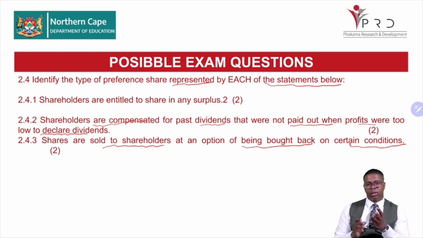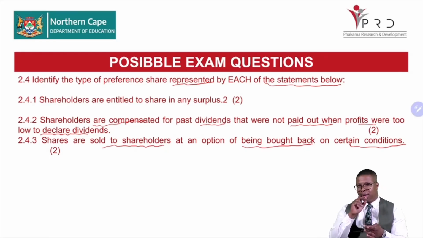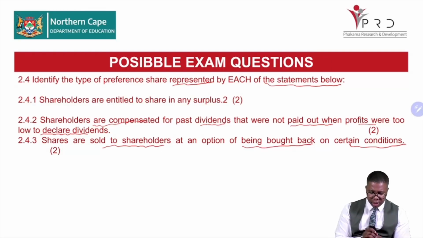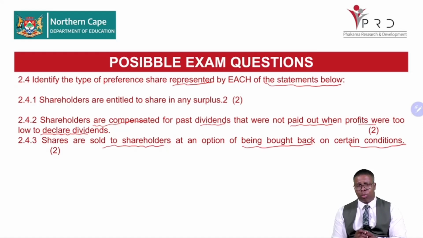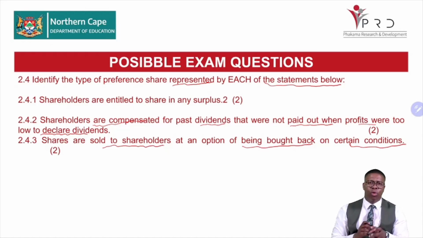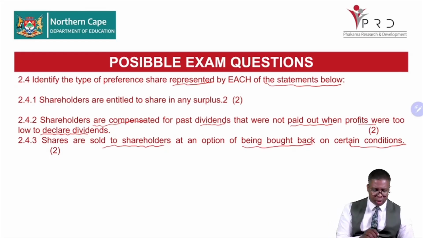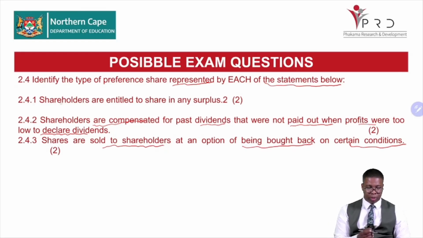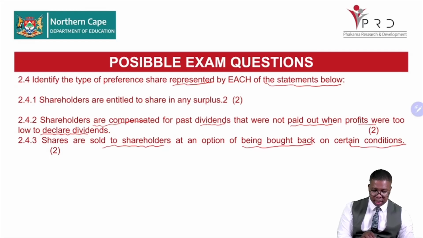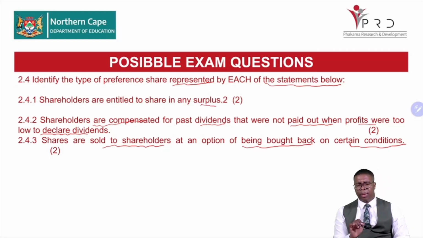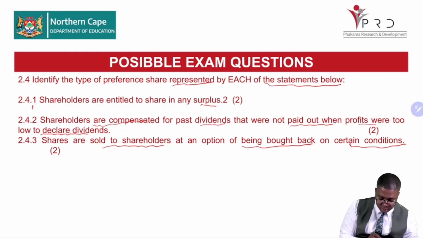So you start by identifying the main ones to say you have participating, cumulative, convertible, and redeemable. Then you check here to say which one is participating and which one is not. You also check which one is cumulative and which one is not. And you need to know your keywords very well. Because when we are talking about 2.4.1, for instance, it says to you, shareholders are entitled to share in any what? Surplus profit. So this will make the answer to be what? Participating preference share.